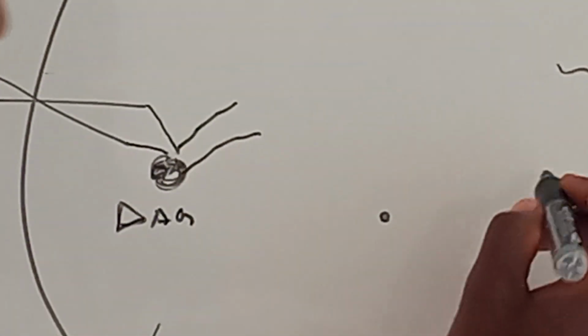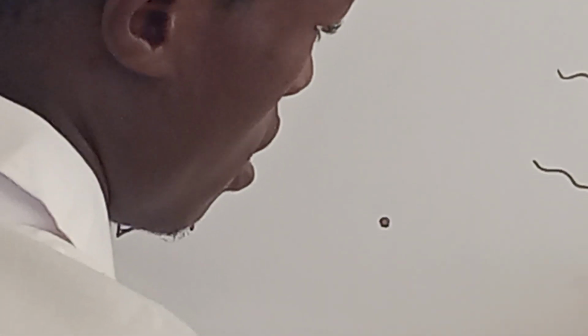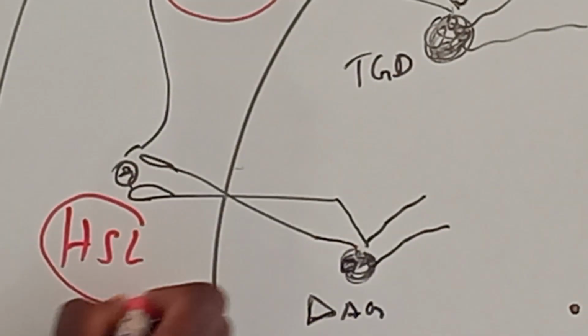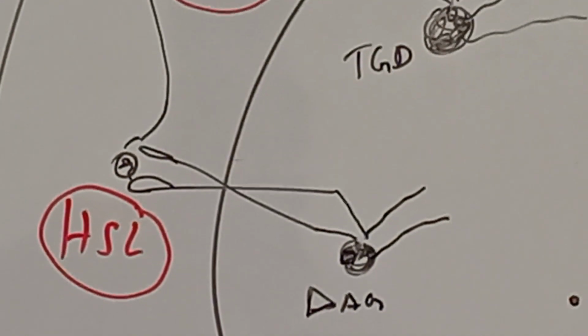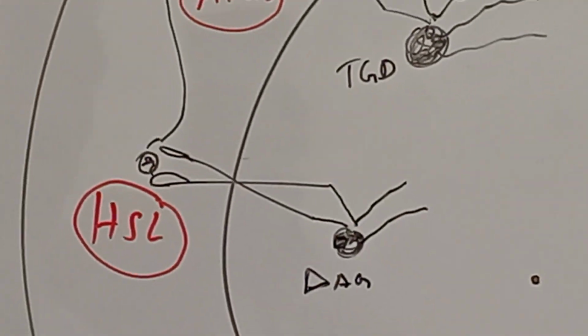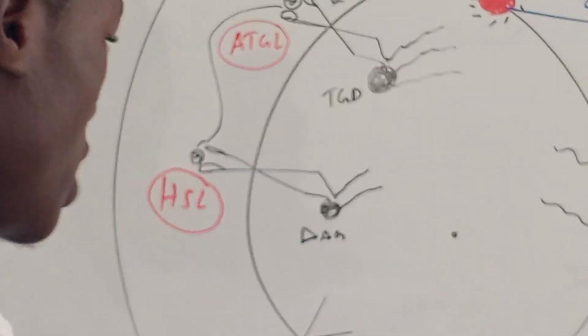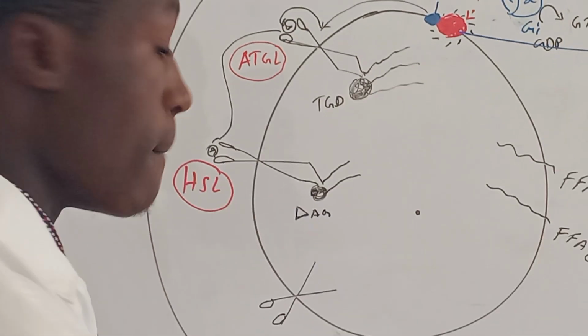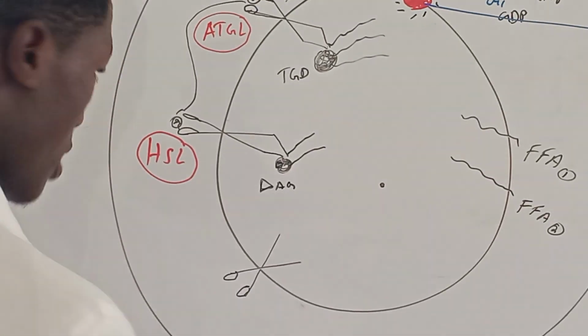Right. Releasing what? Releasing the second free fatty acid. So you're going to have the free fatty acid, the second one. Now, what's the name of this enzyme? Guys, this enzyme is called hormone sensitive lipase. It's going to cut the second ester bond linking the fatty acid and the glycerol, releasing the second free fatty acid, and we are going to be left with a monoglyceride or monoacyl glyceride.